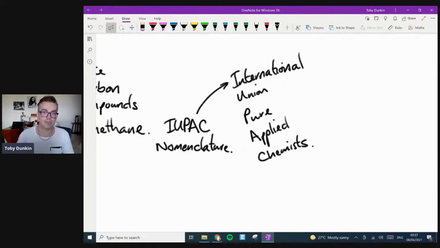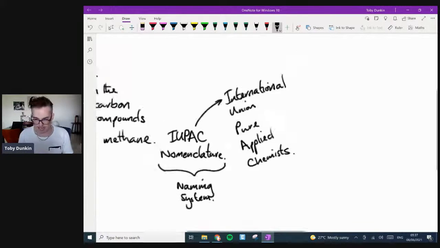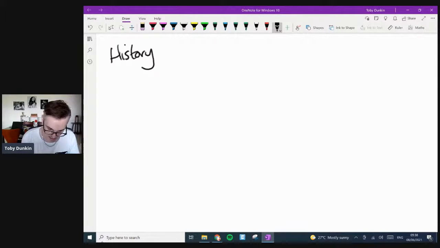But the IUPAC is just a group of people who came up with the naming system. And the word nomenclature literally translates to naming system. They said, we need a way to be able to name organic compounds and be able to draw organic compounds from their names. The reason being was, in the past, a bit of history. This is just a bit of a history lesson now. A great example is the compound formaldehyde.